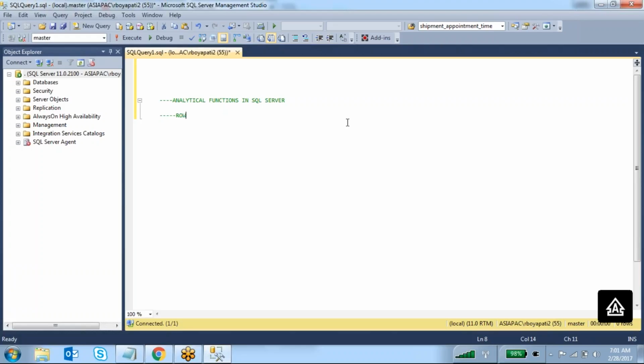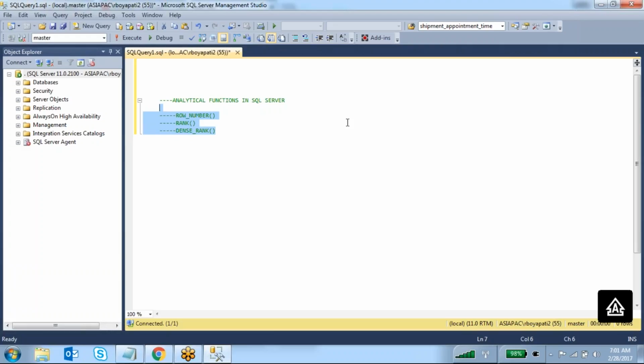One is row number, another one is rank function, another one is dense rank function. These are the three major, popular analytical functions, and we use these three regularly.